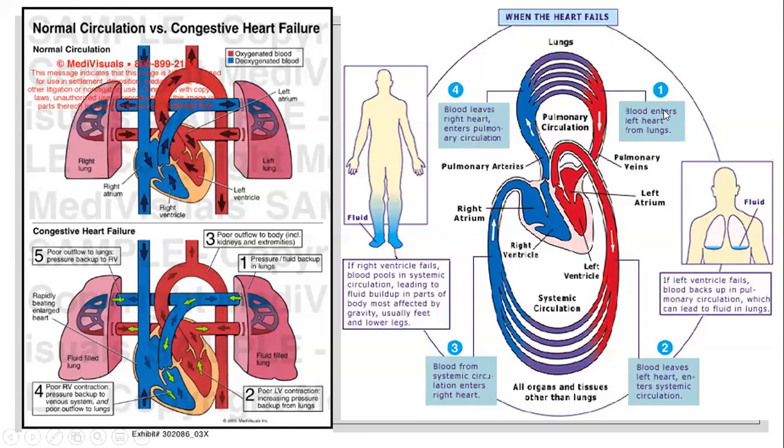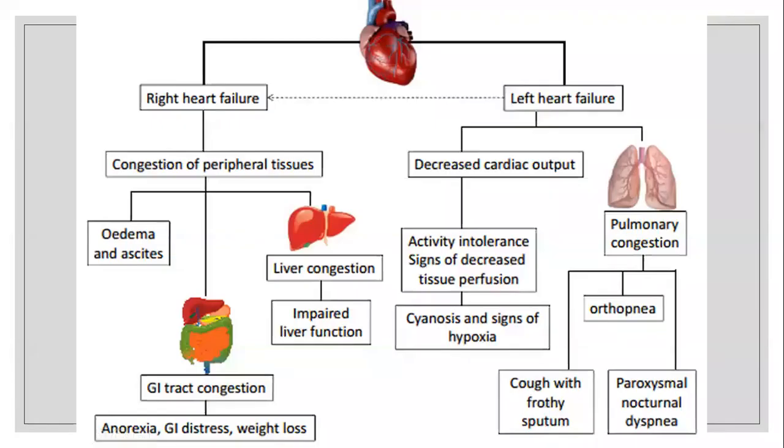So blood enters the left heart from the lungs. It is normal circulation showing. Number two, blood leaves the left heart and enters the systemic circulation. Number three, blood from the systemic circulation enters the right heart, and blood leaving the right heart enters the pulmonary circulation. So it is an easy way to explain. If you like, you can follow this picture again.